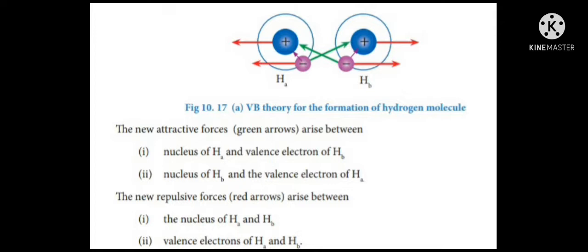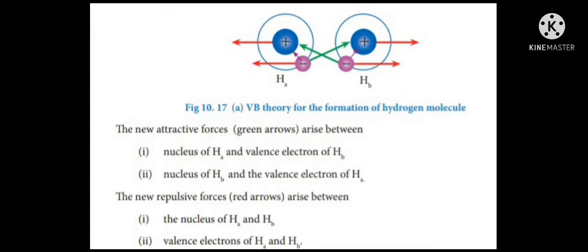The two red color arrows in opposite directions indicate the repulsive force between the nucleus of hydrogen atom A and hydrogen atom B. Another two red color arrows in opposite directions indicate the repulsive force between the valence electrons of hydrogen atom A and hydrogen atom B. Here, the attractive force tends to bring hydrogen atom A and hydrogen atom B together, whereas the repulsive forces push the hydrogen atoms apart.